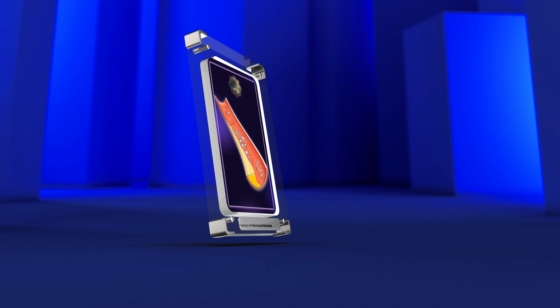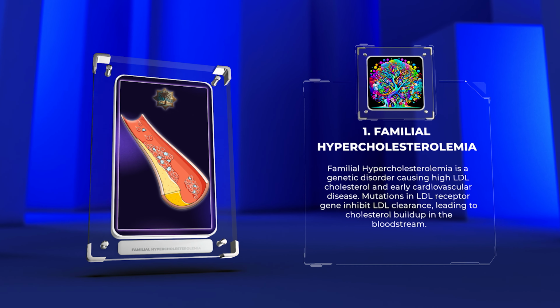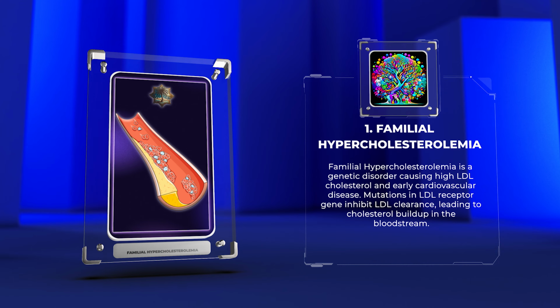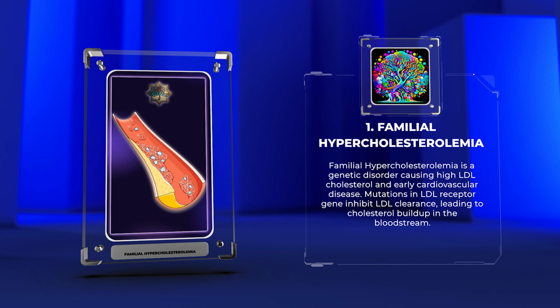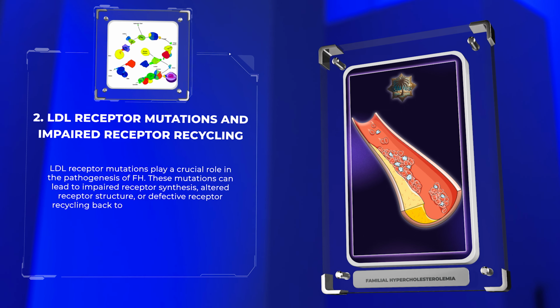Familial hypercholesterolemia is a genetic disorder causing high LDL cholesterol and early cardiovascular disease. Mutations in the LDL receptor gene inhibit LDL clearance, leading to cholesterol buildup in the bloodstream. LDL receptor mutations play a crucial role in the pathogenesis of FH.